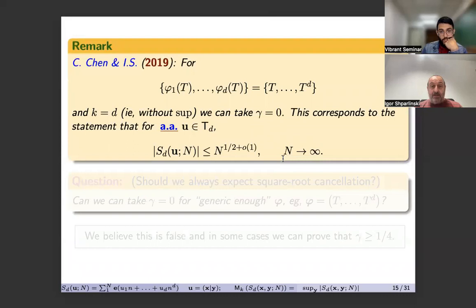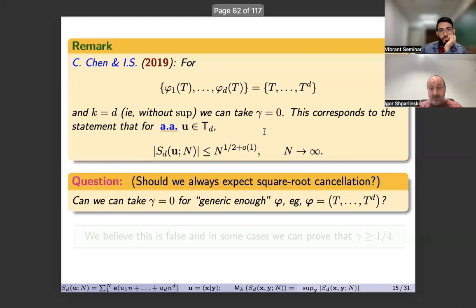Okay, now, as a simple and essentially trivial corollary of our result, we prove that if k is equal to d, which means we don't have any supremum, we're just interested in a bound which holds for almost all u, then in this case you have the desired square root cancellation. Surprisingly enough, it wasn't explicitly written anywhere. I'm sure people knew about this result for many decades, but we could never find a proper reference. So in our case, it's a simple corollary of taking k equals d. Anyway, you have a square root cancellation, and it brings us to the following question.